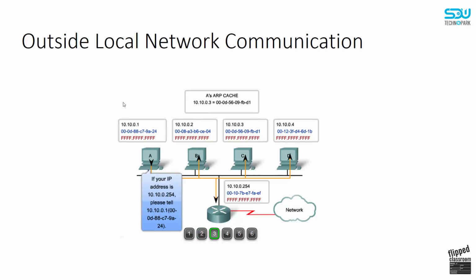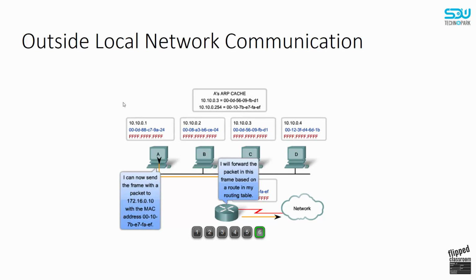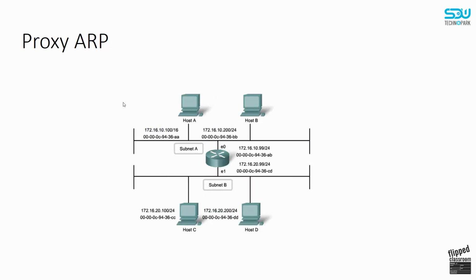In the same way, but searching for a different IP address, computer A sends this request. Then our gateway sends the reply and says, look, this is my MAC address. Afterward, computer A sends the data packet, the data frame, to the router, and afterward the router will search for the MAC address by itself. It's also called Proxy ARP.